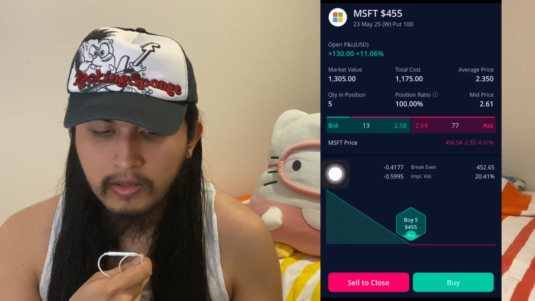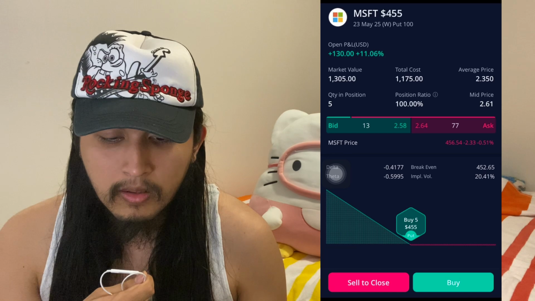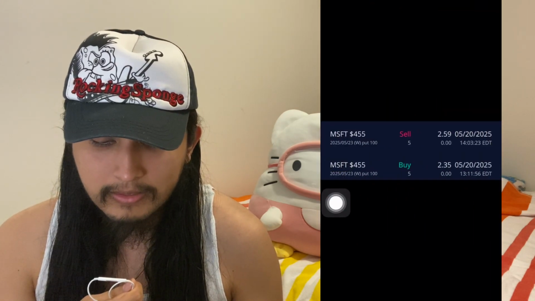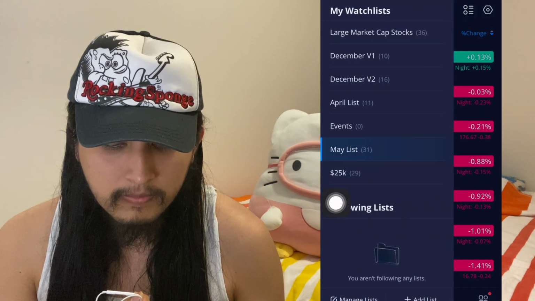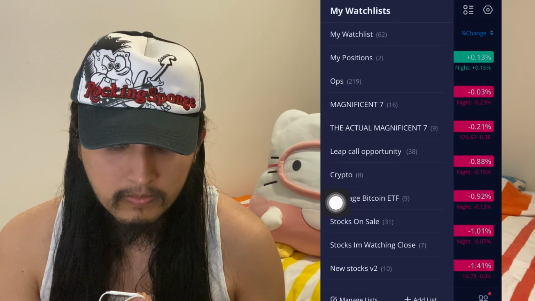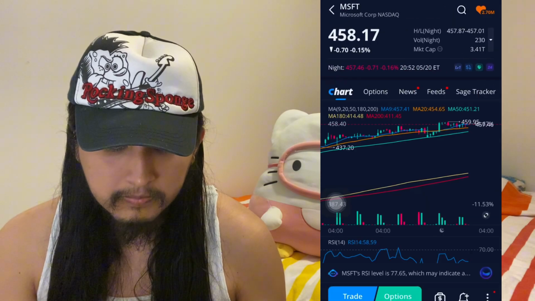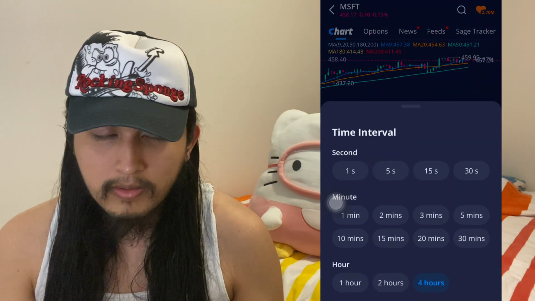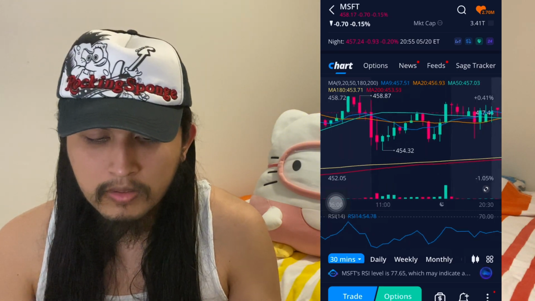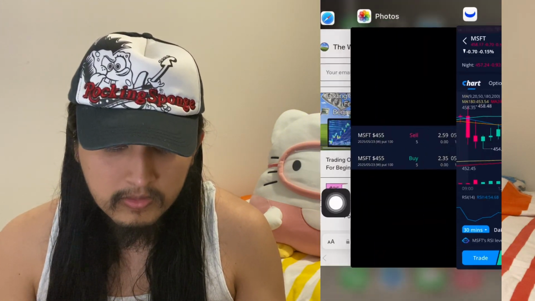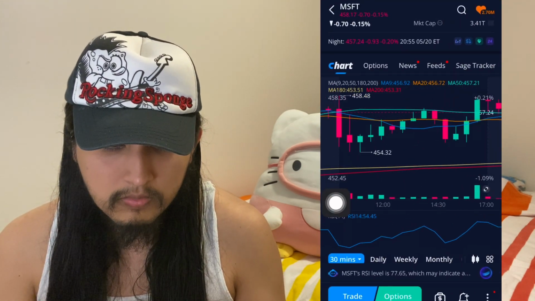So how did I make $130 trading Microsoft put options? Looking at Microsoft at 1311, and I look on most of these trades on the 30-minute time chart. So at 1311 I bought.